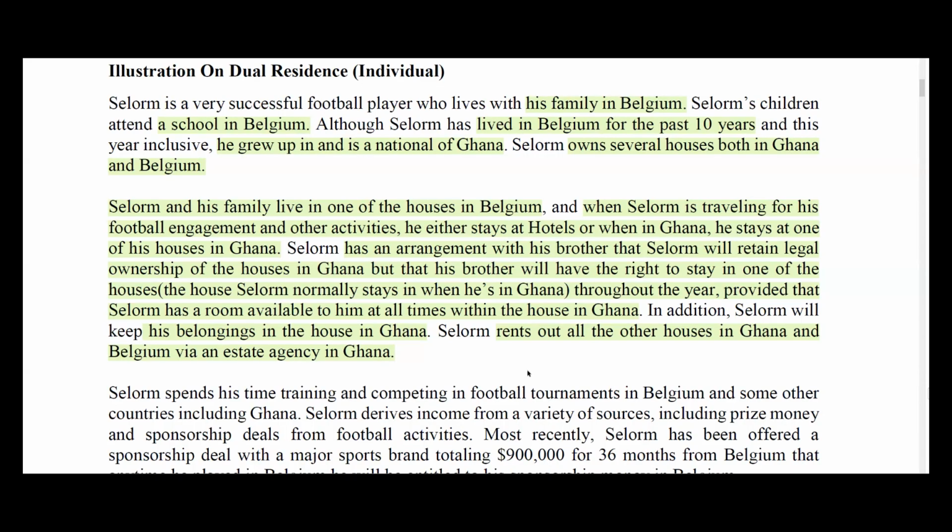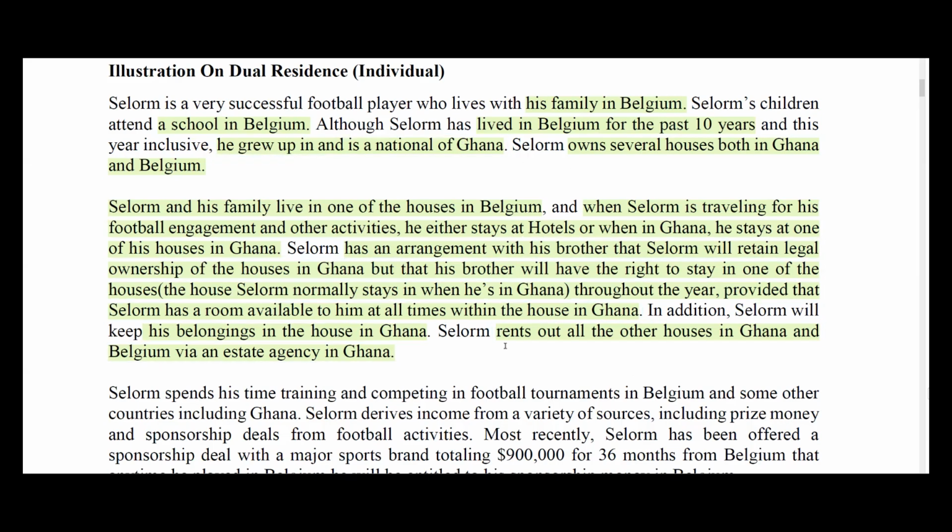Oh, you can take any part of any paragraph. It doesn't matter. I said he has a permanent home in both countries. So take any point and use it to support. Yes, please. I'm listening. So in the first paragraph, Salom lives with his family in Belgium. Okay. So that one was support. Permanent home. Yes. And then where does he have a permanent home in Ghana?